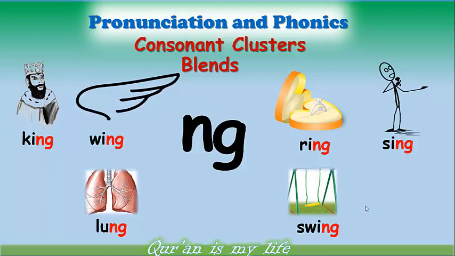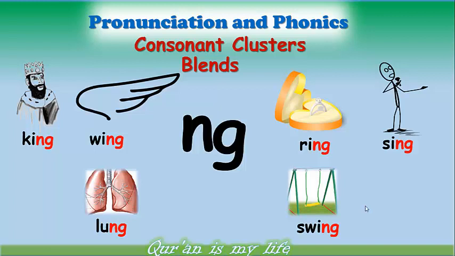By the way, this blend is very important. You have to practice it very well. N, G together. I said it looks like ghunna in Quran. It comes partially from the nose and partially from the mouth. I mean part from the nose and part from the mouth, like that. In. So N and G together says in. Let's read the words again. King, wing, ring, sing, long, swing.